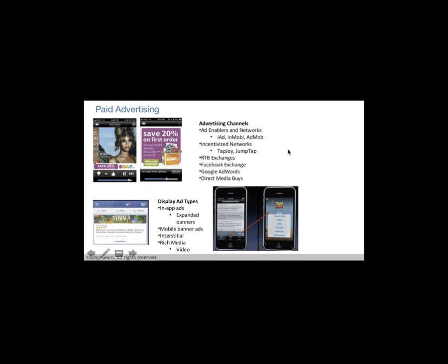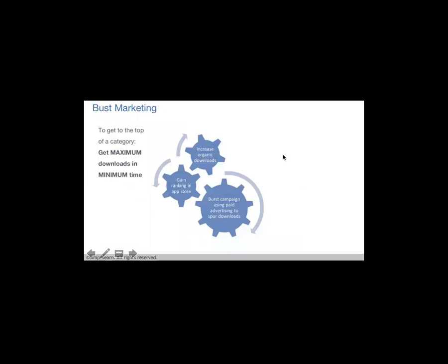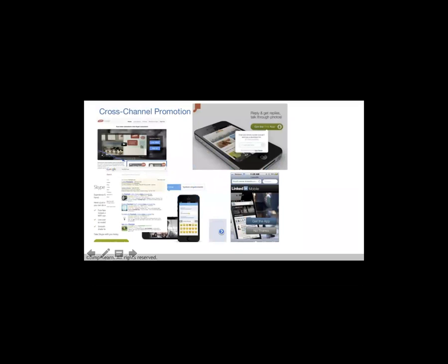Paid advertising we have covered. I don't want to talk any further, just that it might really create confusion. So you have seen how we promote through the paid part, and you always need maximum downloads in order to promote it. Cross-channel promotion is another one, which is where you promote apps onto various channels, whether it's through LinkedIn, or you share stuff on Facebook, Twitter, and so forth.